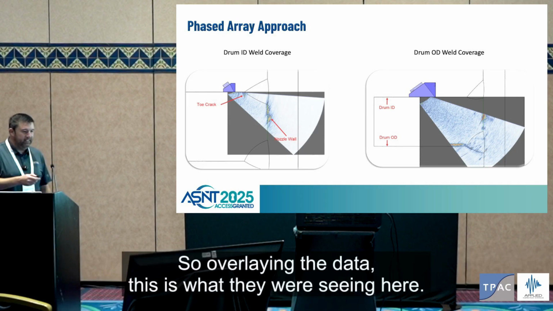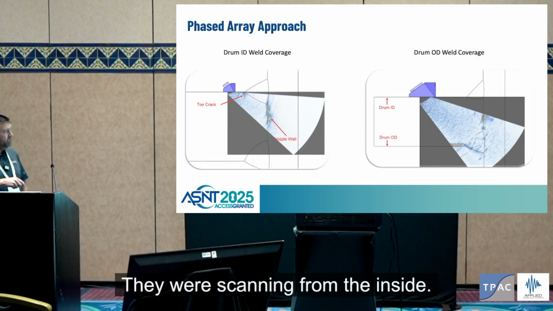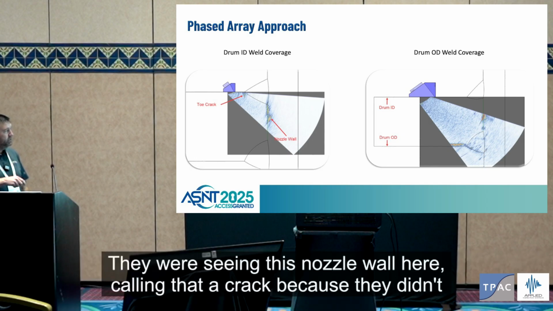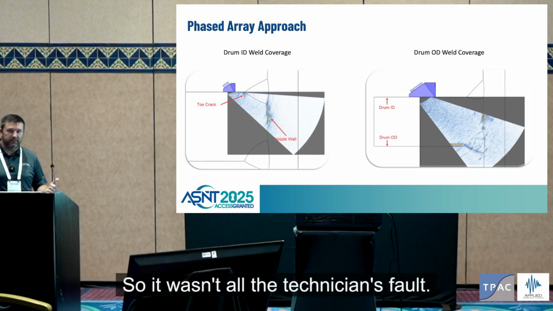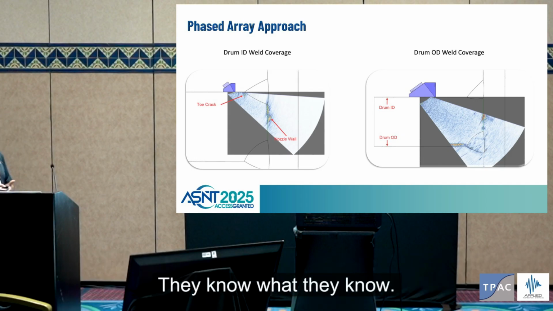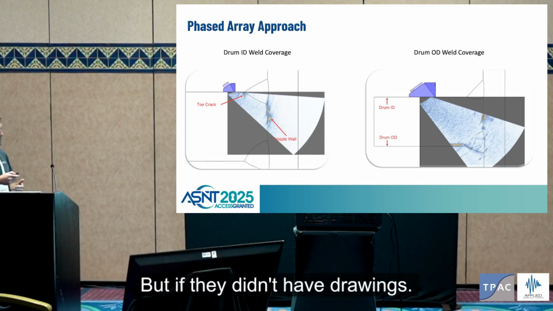So overlaying the data, this is what they were seeing here. They were scanning from the inside. They were seeing this nozzle wall here, calling that a crack because they didn't know the configuration of the weld. So it wasn't all the technician's fault. They know what they know, but if they didn't have drawings.